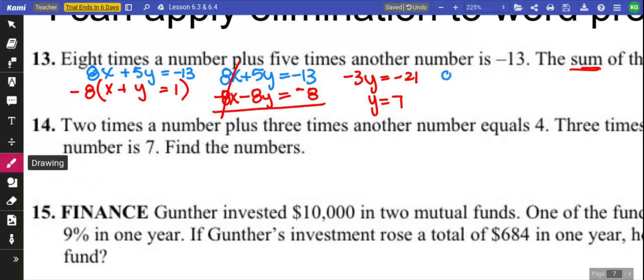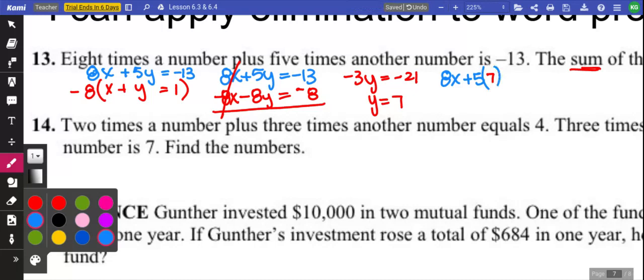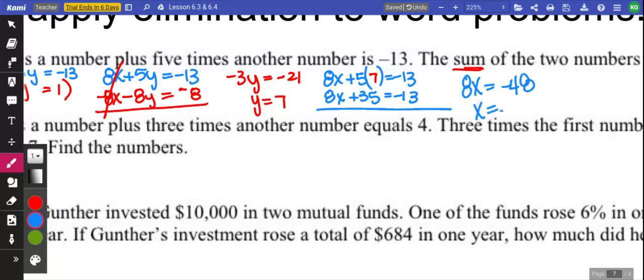Put that back into the first equation. So 8x plus 5 times 7 equals negative 13. So 8x plus 35 equals negative 13. Subtract 35 from both sides. So 8x equals negative 48. Divide by 8, and I get x to be negative 6.